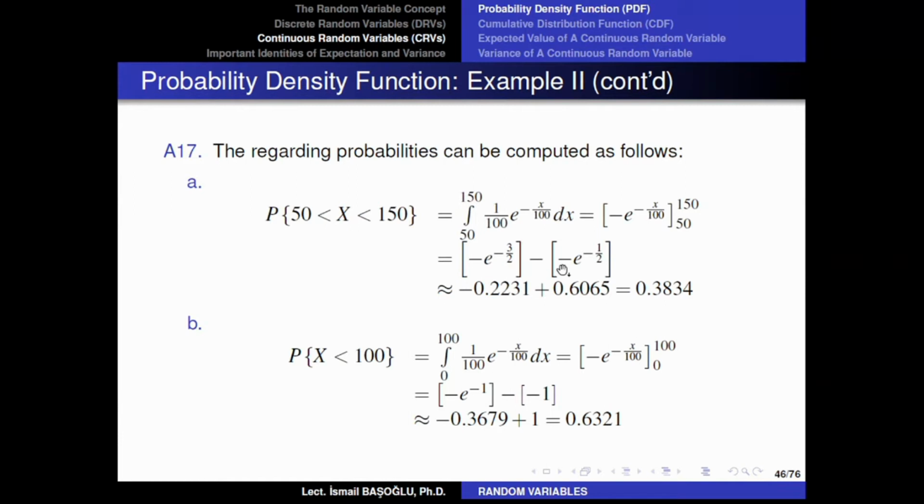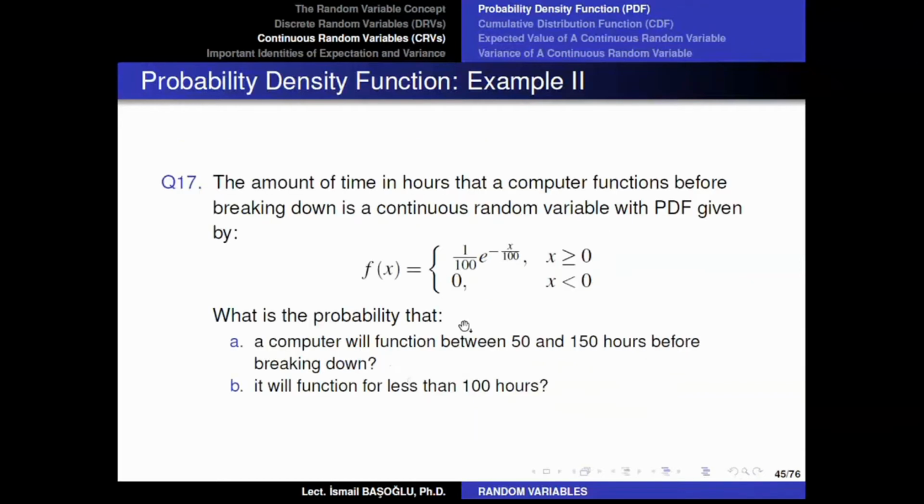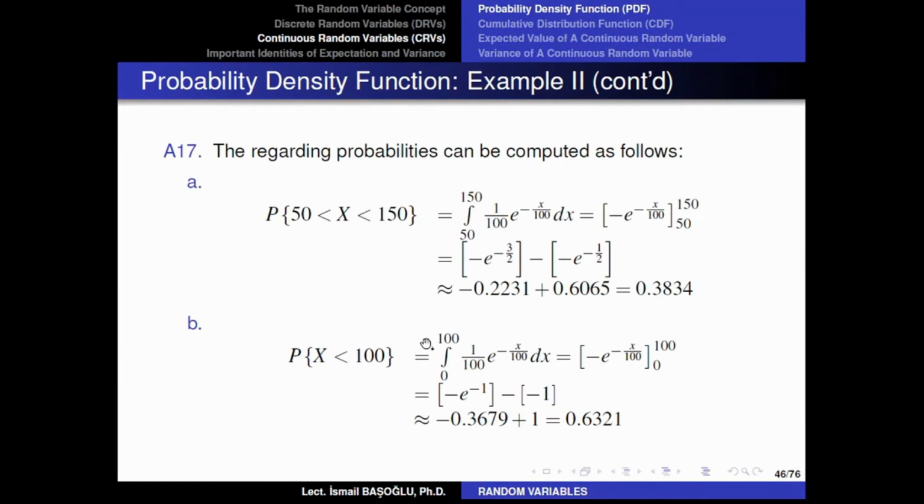However, the minus sign between these two functions makes it a plus, and the result is 0.3834. Now, the probability of x being less than 100. To calculate this probability, I'm just going to integrate the probability density function between 0 and 100. Actually, this event, the probability that the computer will break down before 100 hours, means an integration from minus infinity to 100. However, because the PDF is defined as 0 from minus infinity to 0, we are just integrating this part. So we integrate this from 0 to 100.